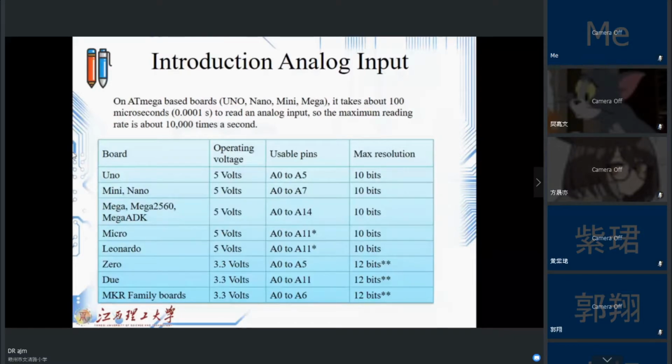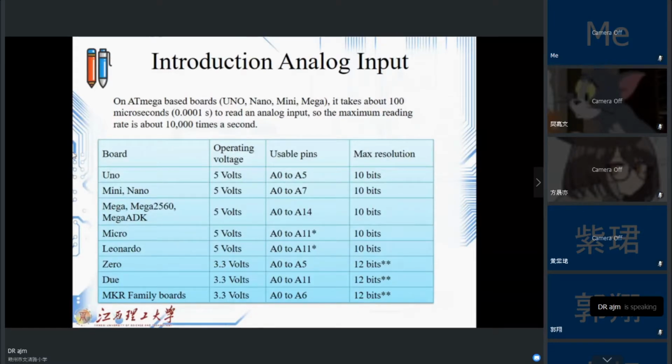This pin, as we already discussed, is different in Arduino boards by three parameters. One is the operating voltage. Second is the usable pins. And third is the maximum resolution. If you compare the Uno board, the operating voltage is 5 volts, the usable pins are 6 pins, and the maximum resolution is 10 bits.